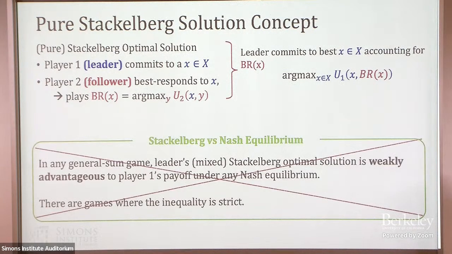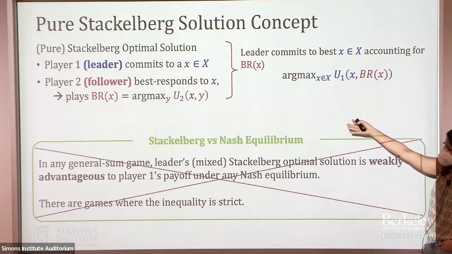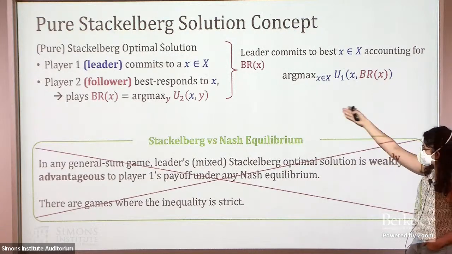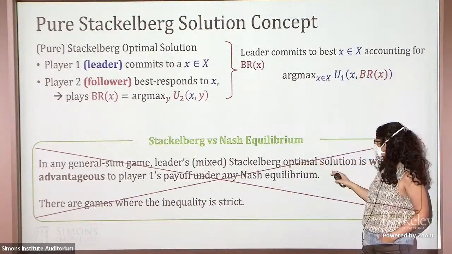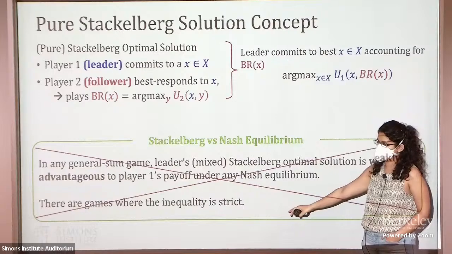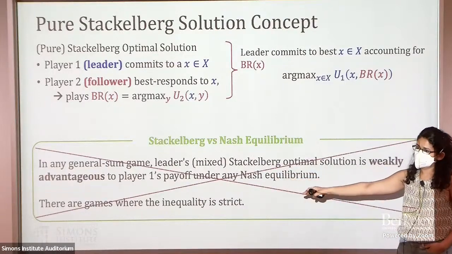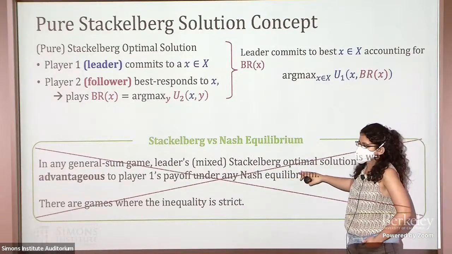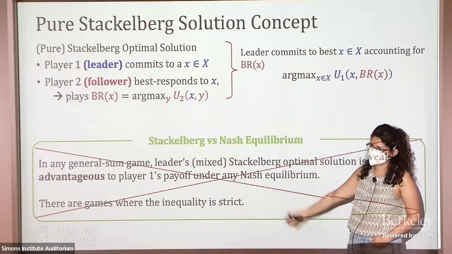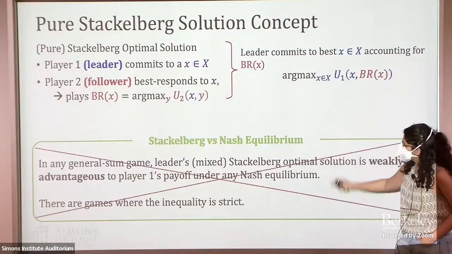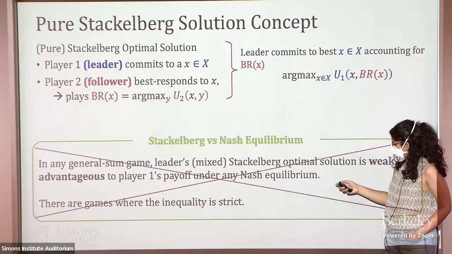And one thing about this is that because this is about pureness, now it's unfair to compare a pure Stackelberg optimal solution to a mixed Nash equilibrium. If I were to compare to a pure Nash, it would have been fine, but pure Nash is not guaranteed to exist. So you will lose the nice characterization of this.